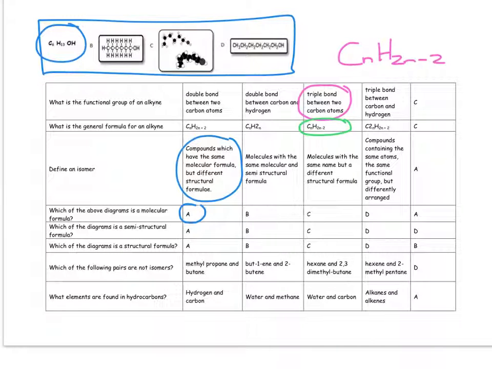Which of them is a semi-structural formula? That is, you haven't got all the structures, but you can see more or less what's on each carbon, so that's going to be D. And which of them is a full structural formula? That's going to be B. Which of the following pairs are not isomers? Now you basically need to draw these out in order to establish what's going on.